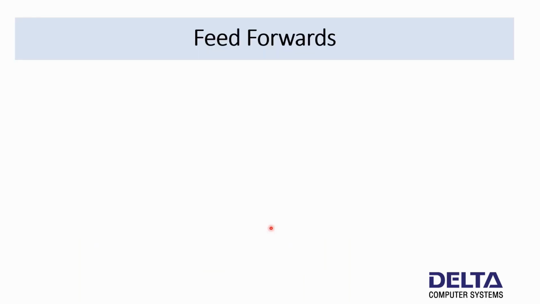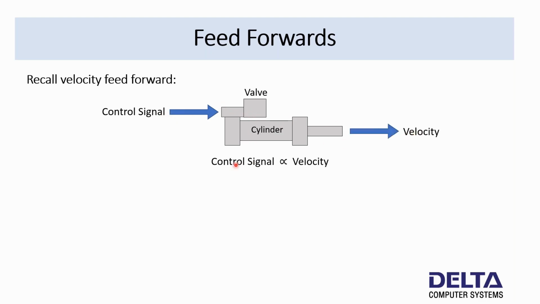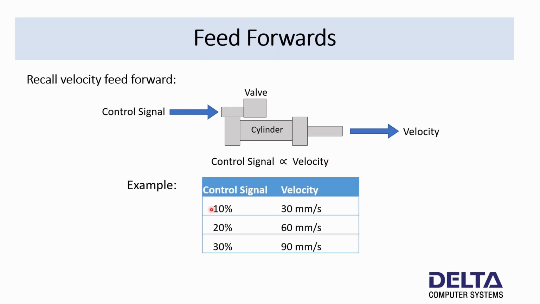One concept I really want to focus on in force control is the feed forwards. Recall from the velocity feed forward that if we have a typical cylinder with a four-way proportional valve or servo valve, if we give a control signal, we get a proportional velocity. So the control signal is proportional to the velocity. For example, if we give 10% signal to the valve, we'll get a certain velocity. If we give twice as much signal, we'll get twice as much velocity. And if we give 3 times as much signal, we'll get 3 times as much velocity.